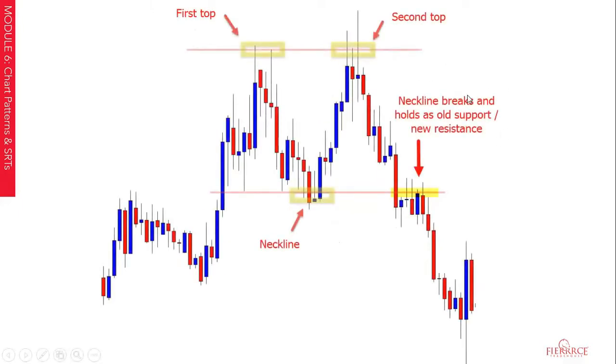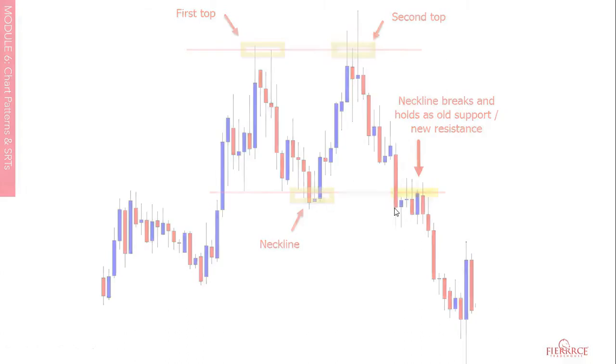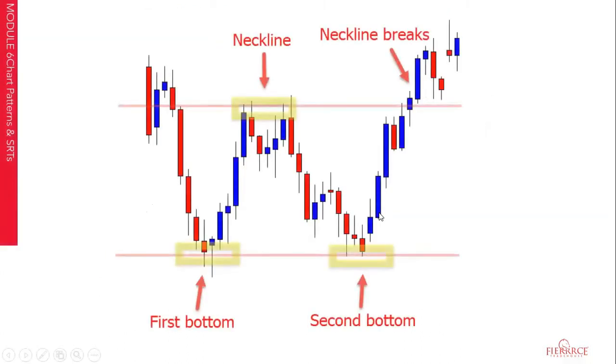Now, what we see, like I've just added a bit of extra annotation, in this scenario here, I've already mentioned the support. The neckline is broken, and the support becomes a new resistance for some of these candlesticks here. And hence what I said, support can become resistance, etc.